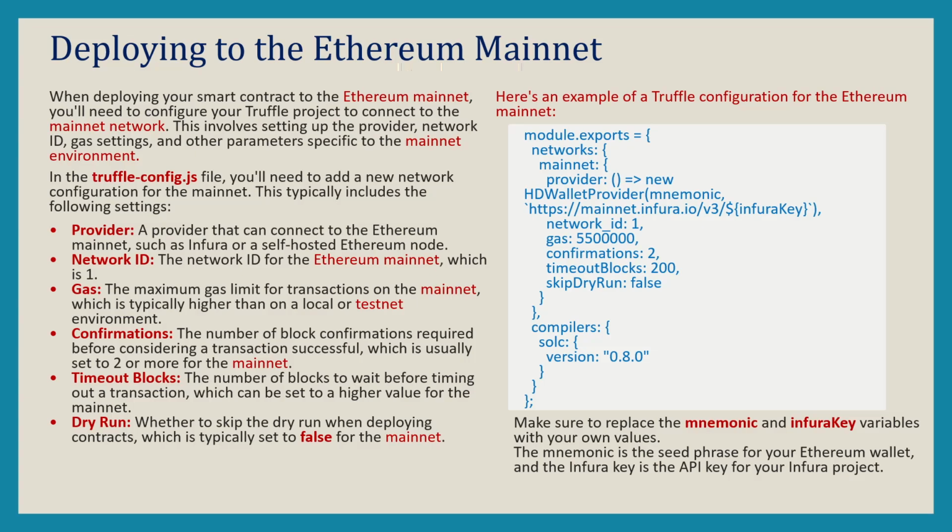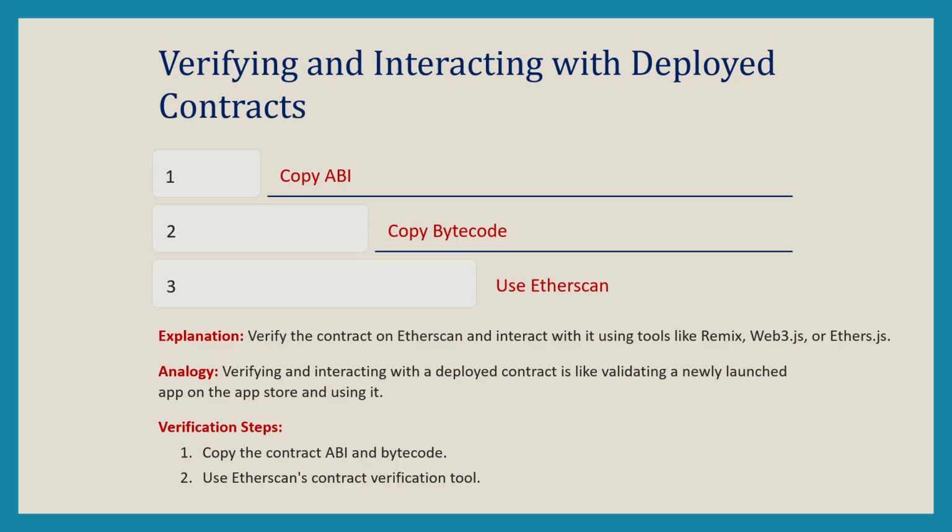So verifying and interacting with your deployed contract. So this has 3 steps again. First, you copy ABI, copy bytecode, and use Etherscan, right? So we verify the contract on Etherscan and interact with it using tools like Remix Ethereum, Web3.js, or Ether.js. I think we'll be doing Web3.js today, right? And the analogy is right. Verifying and interacting with a deployed contract is like you have launched an app on the App Store. You need to verify and interact with it, right? And use it. So you get the contract ABI and bytecode and use Etherscan's contract verification tool.